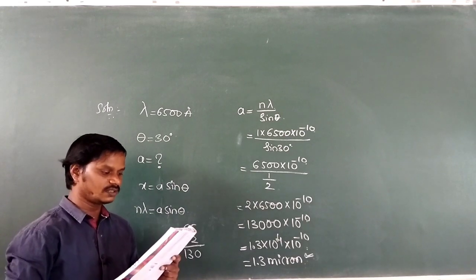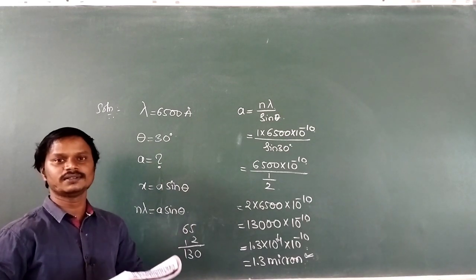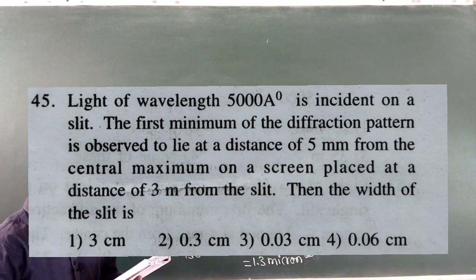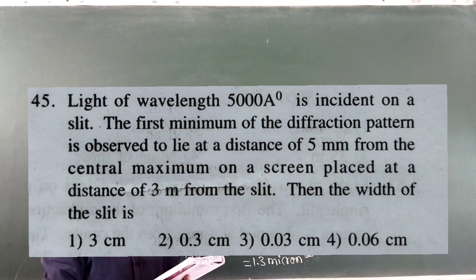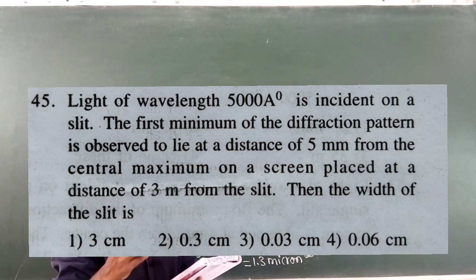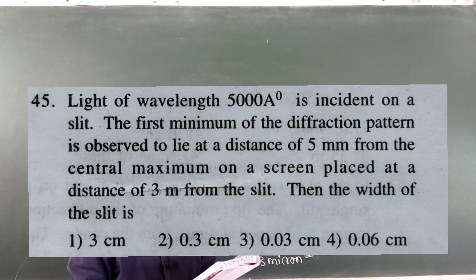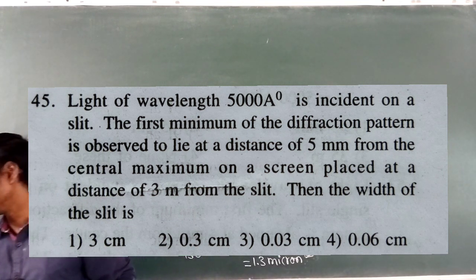Now let us move to the question related to again the diffraction minima and maxima. Light of wavelength 5000 angstrom is incident on a slit. The first minimum of diffraction pattern is observed to lie at a distance of 5 millimeter from the central maximum on a screen placed at a distance of 3 meter from the slit. Then the width of the slit is, means again we have to find the slit width.